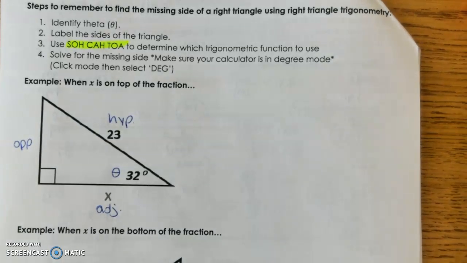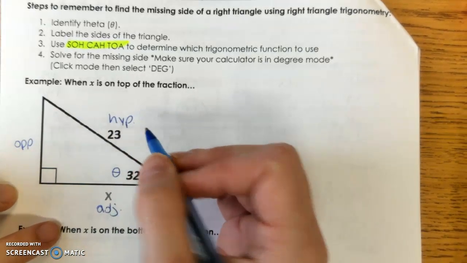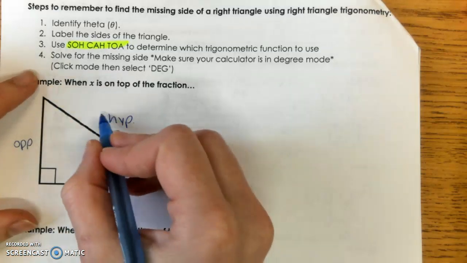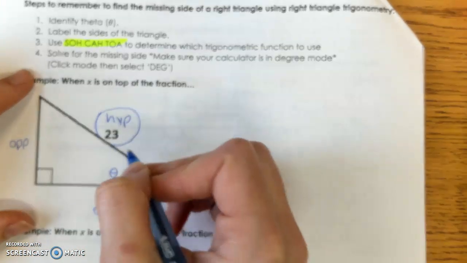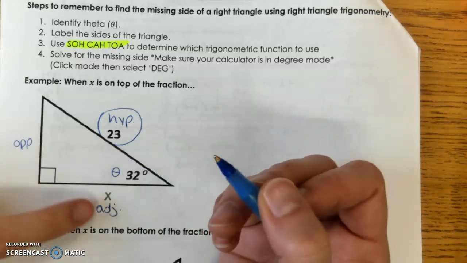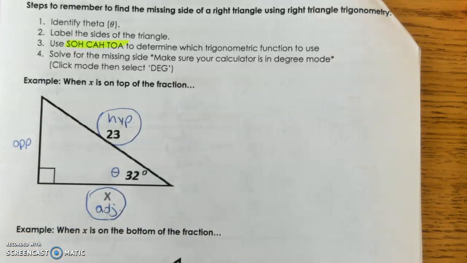All right, now that I've got my triangle labeled, I'm going to circle everything that has information. And what I mean by that is I'm going to circle the sides that are labeled with either a number or a variable. So see how my hypotenuse has 23? I'm going to circle that together. My opposite side doesn't have anything next to it. My adjacent side has a variable. So I'm solving for the adjacent side.